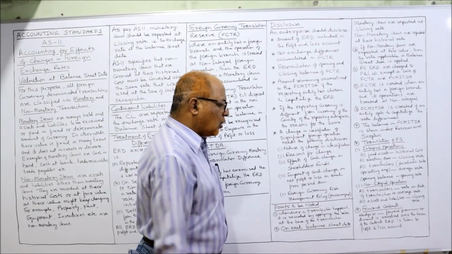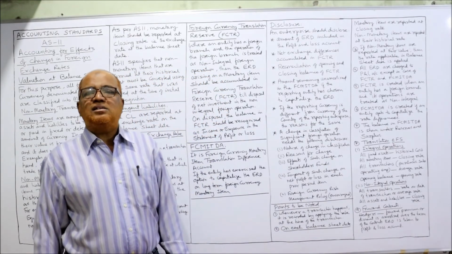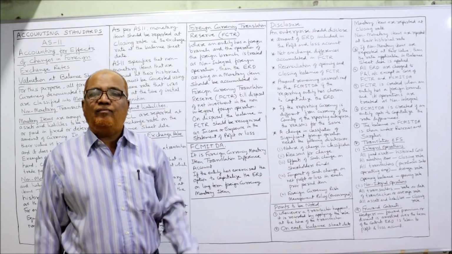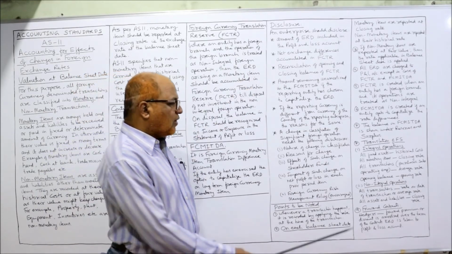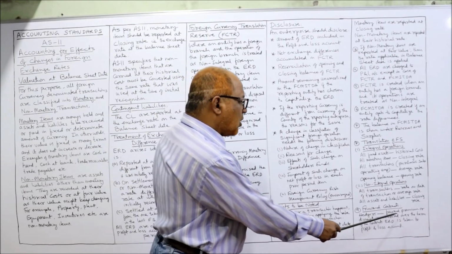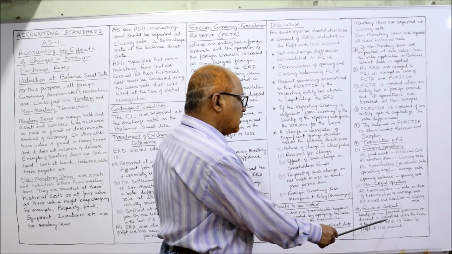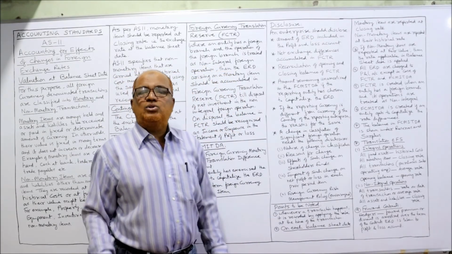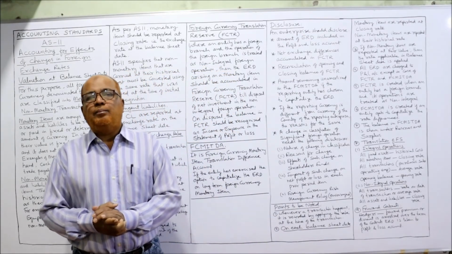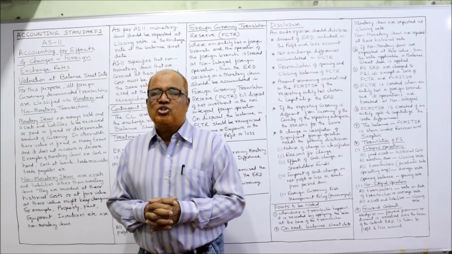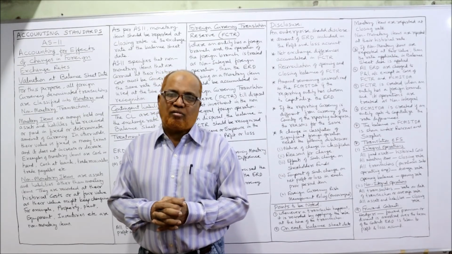The last one is forward contracts. A forward contract is a contract which is agreed now, but will be settled on a future date. So for a forward contract, for hedgers, the forward premium or discount is amortized over the term of the contract. ERD is taken to the profit and loss account. So these are the provisions applied by AS11 for accounting for changes in foreign exchange rates.